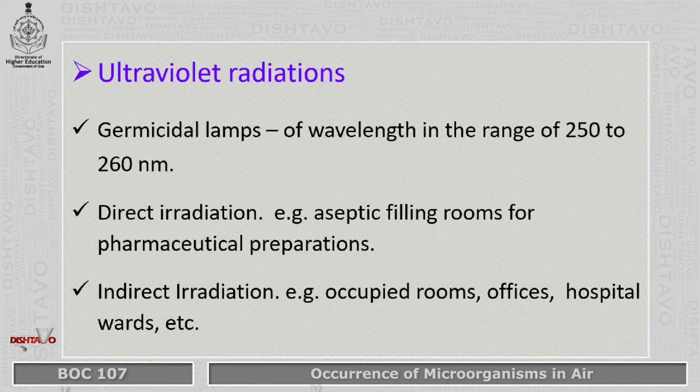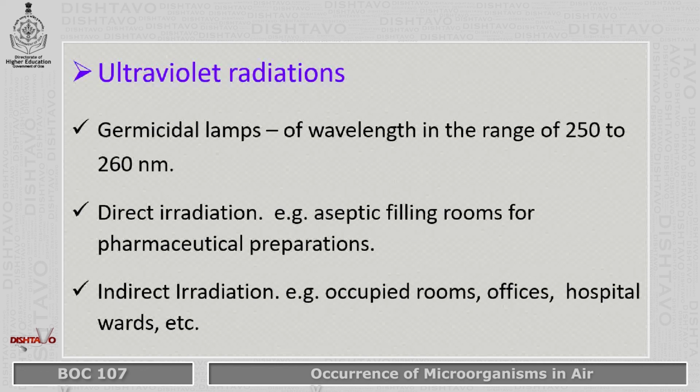Ultraviolet radiations. Ultraviolet radiations are very harmful to the cells. They cause damage to the DNA. So there are germicidal lamps which are often used in rooms which radiate ultraviolet radiations of wavelengths in the range of 250 to 260 nanometers. This can kill the microorganisms if they come in contact with these radiations.